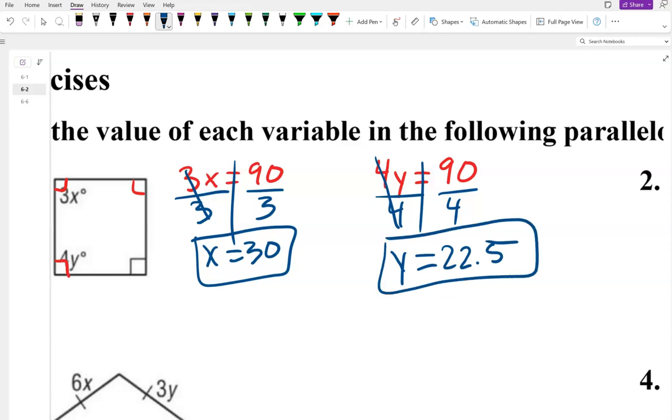Okay, so relatively straightforward, right? There's not a whole lot to it. It's just you have to know how to identify which angles are equal and all that kind of stuff, and then you're just solving using your own algebra. You just have to basically write the equation yourself.